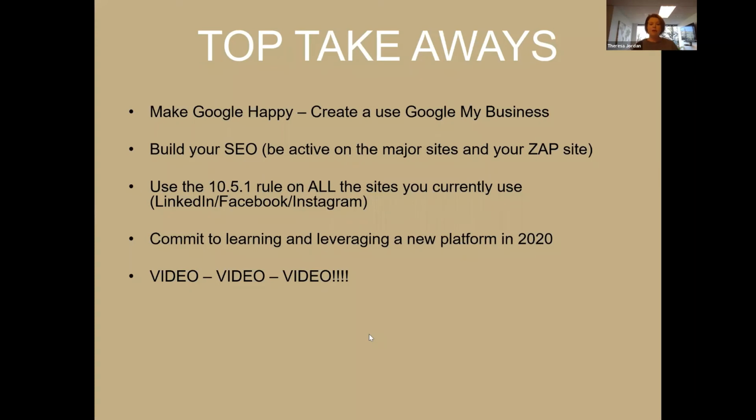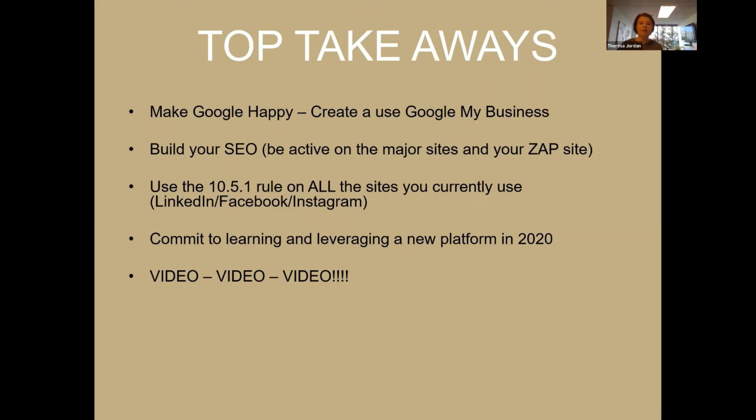So I want to give you some top takeaways. I do have some bonus content depending on how fast I get through this, but some top takeaways. Make Google happy. Create your Google My Business. That's going to be the first class that we offer. It will be next week. Build your SEOs. You need to be active on all of your major social media sites. And on your Zap site, you need to be doing stuff to keep activity from there.